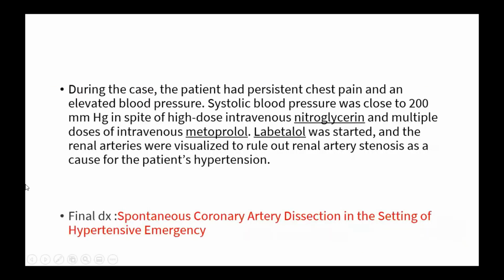So during this case, the patient had persistent chest pain and elevated blood pressure, systolic blood pressure close to 200, and they started him on multiple medications for lowering his blood pressure, and they were visualizing his renal arteries for any stenosis. So the final diagnosis here is a case of spontaneous coronary artery dissection in the setting of hypertension. Okay. So I think this was the last case.